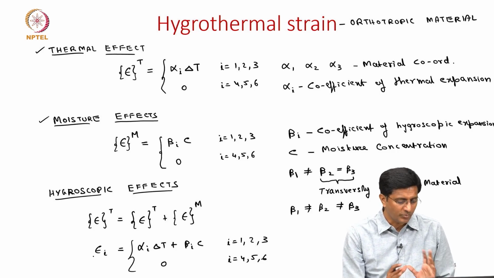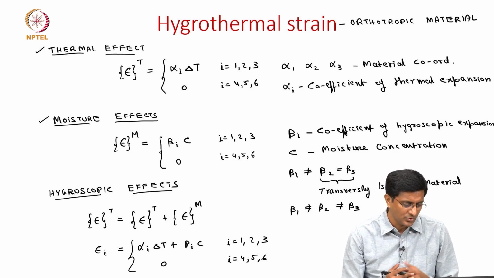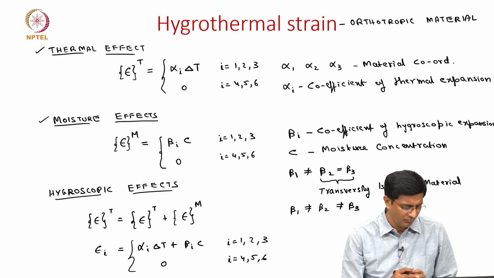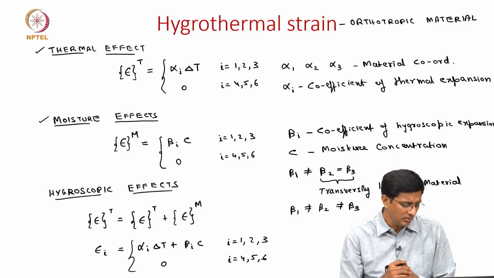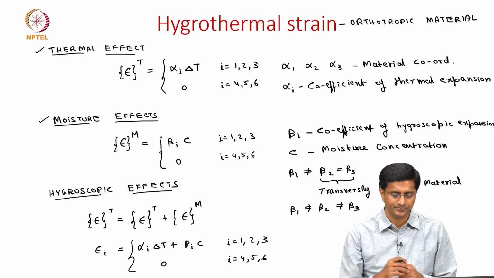Okay. This should summarize how we look into the effects of these hygrothermal effects on the strain. So we are using these linear relations, where alpha I times delta T brings in the thermal effects on strain, and beta I times C gives the moisture effects on the strain. And because we are looking at a linear elastic material where superposition is possible, for the hygroscopic effects we simply added the temperature effects and the moisture effects.